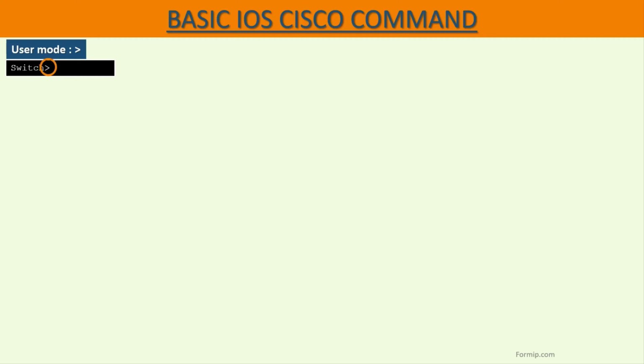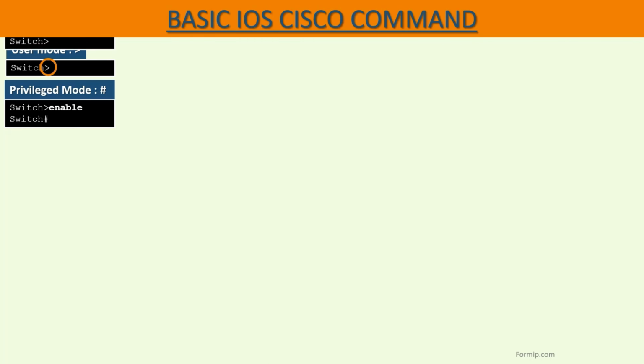We arrive in user mode. The greater-than symbol tells us that we are in user mode. In this mode, we do not have access to the entire configuration of the equipment. By typing the enable command, we enter into privileged mode, which can also be called the enable mode. If you want to go back to user mode, then you'll have to type the disable command. Here we are in the wonderful world of the CLI.